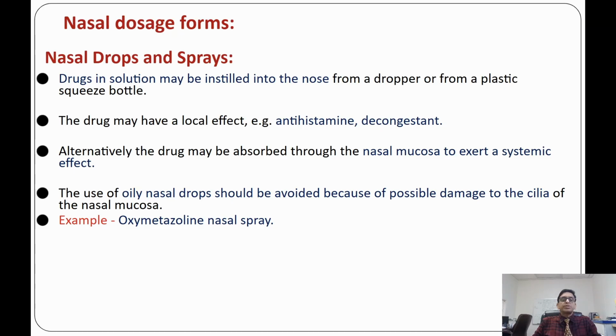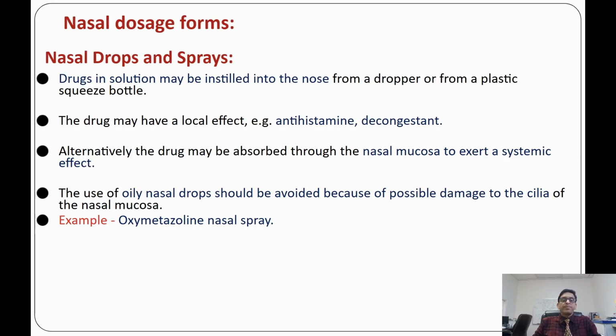Nasal drops and sprays. Drug in solution may be instilled into the nose from a dropper or from a plastic squeeze bottle. The drug may have a local effect, like antihistamines or decongestants. Alternatively, the drug may be absorbed through the nasal mucosa to exert a systemic effect.